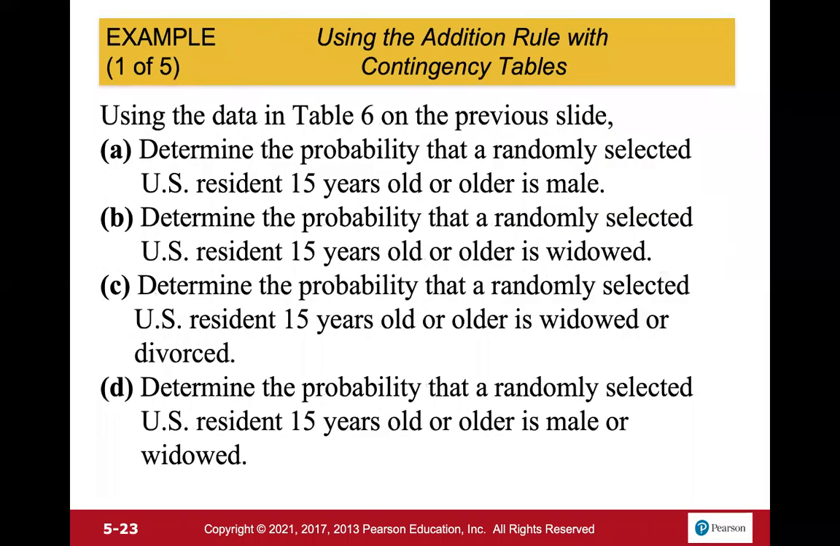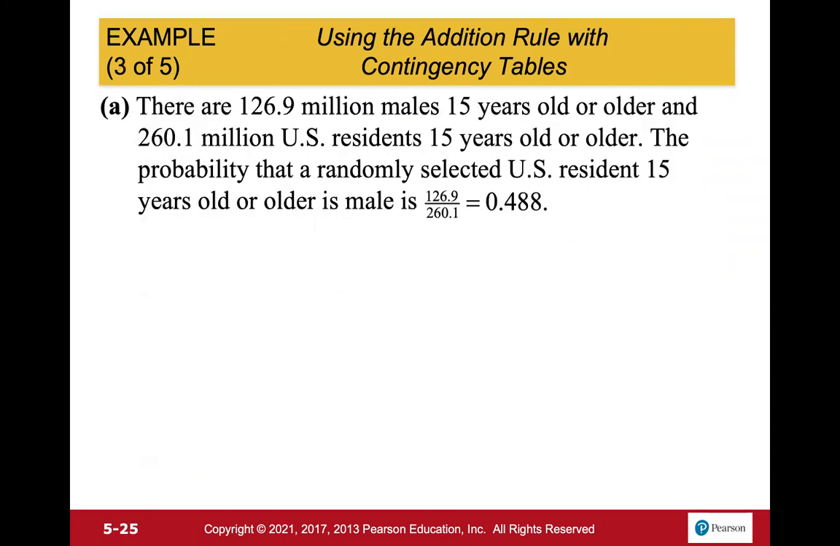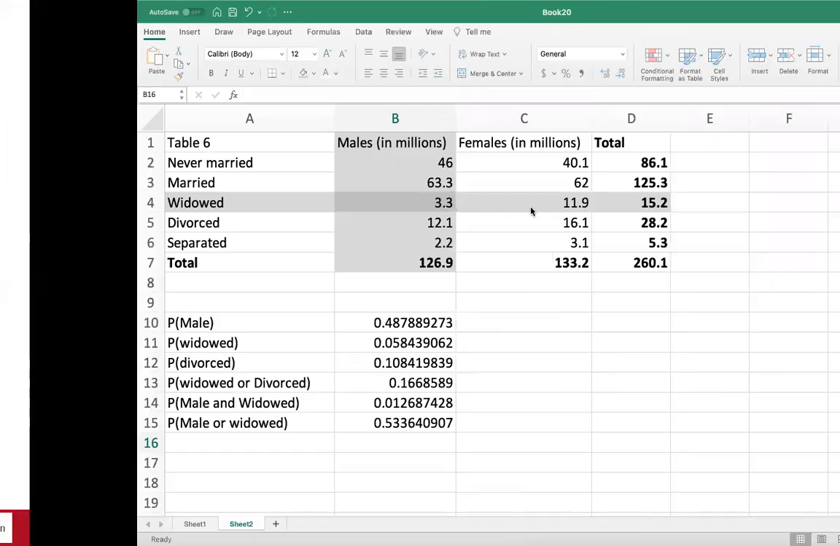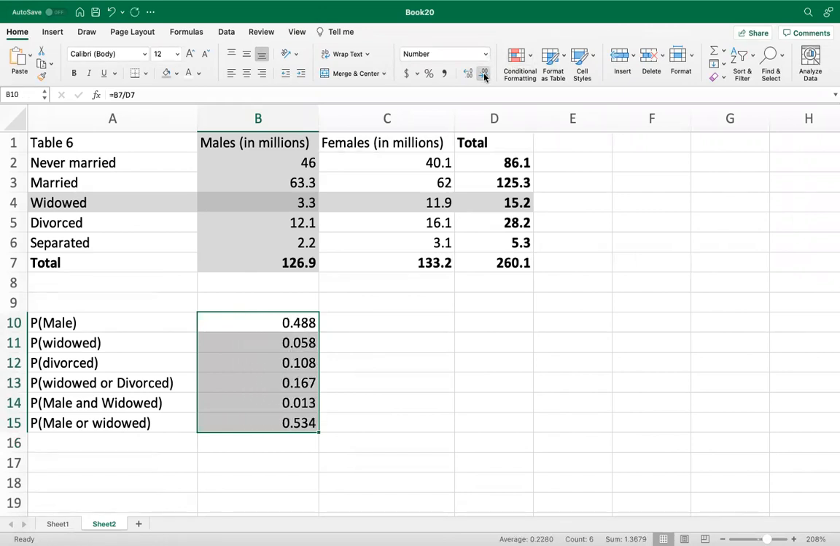And let's see if we missed anything. So here, first add all the entries up. We did that. All right, so there are 126.9 million males 15 years or older and 260.1 million US residents 15 and older. So the probability that you randomly select a male ends up being this right here, 0.488. And that's what we got over here. I was being a little lazy. It looks like they only went out 3 decimal places.